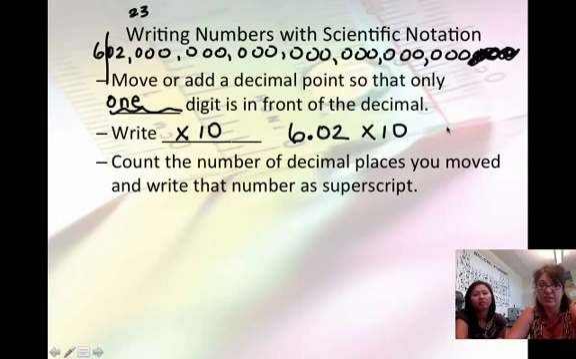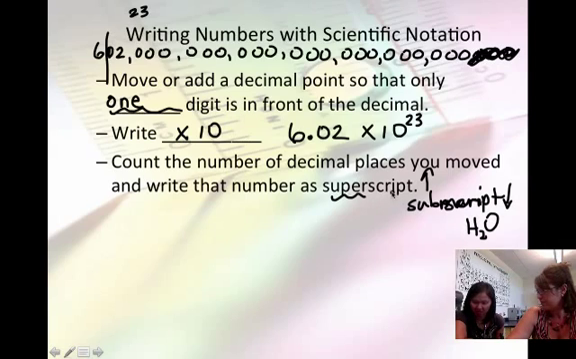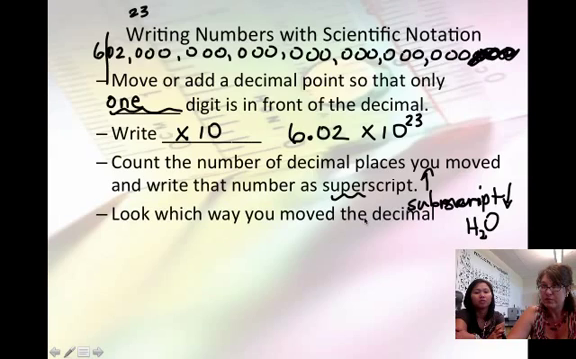And we're going to write that number as a superscript. Remember, Superman flies up high in the air, so the superscript goes up high. A submarine goes down below, so a subscript is down low, like in H2. So we want a Superman superscript, not a submarine.